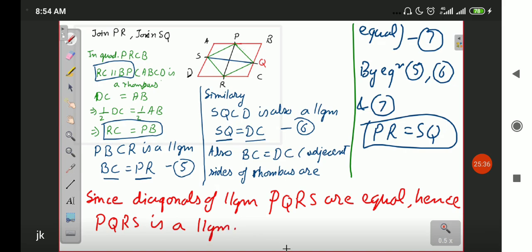You can also do the previous two approaches by proving the interior angle is a right angle. That is also correct, and this approach is also correct. Whatever approach you use, please in your subjective copy, in the copy in which you are writing down the proof, use all the necessary conditions and theorems necessary to reach that conclusion.